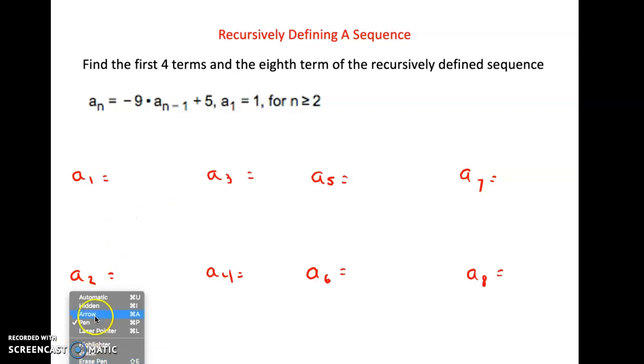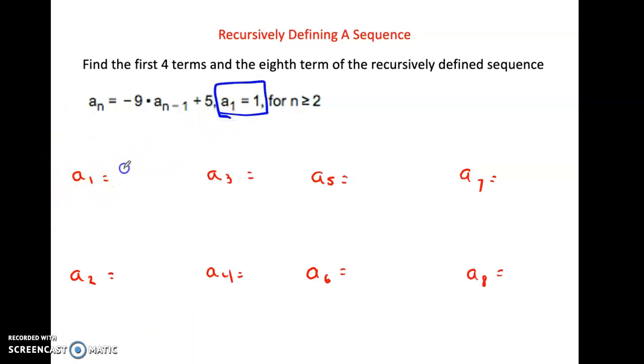So we're going to be modeling 3 of these examples together. And this is all you're doing for today, just this. We'll build off of this once we get back from Easter break. So a sub 1, they're telling you what that is right here. So the a sub 1 term is 1.